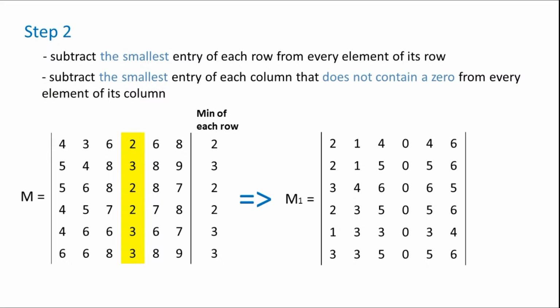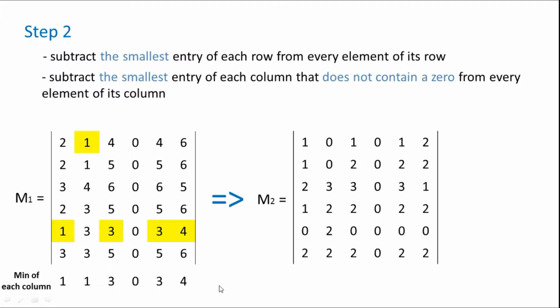Thus, M1 is obtained. Now we check if we have at least one zero on each row and each column, which is the purpose of this step. If not, we have to repeat the same operation for those columns that don't contain a zero. Pay attention that we'll work on M1 now. So from columns 1, 2, 3, 5, and 6, we subtract their minimum elements. At this point, we have at least one zero per row and per column as well. We'll see later on how these zeros lead us to the final answer.